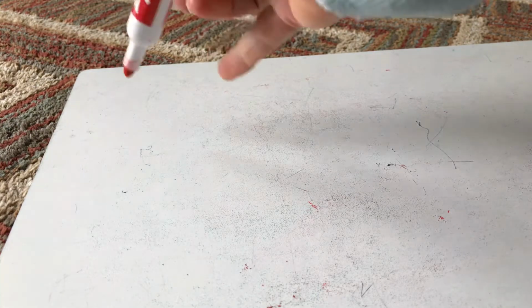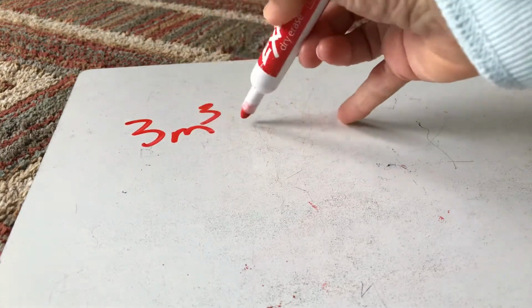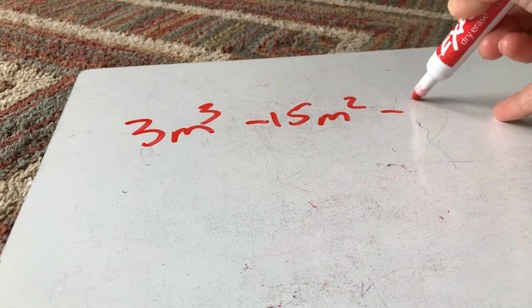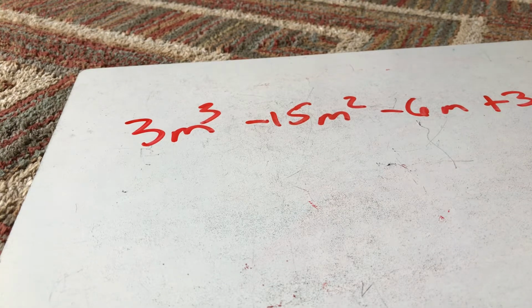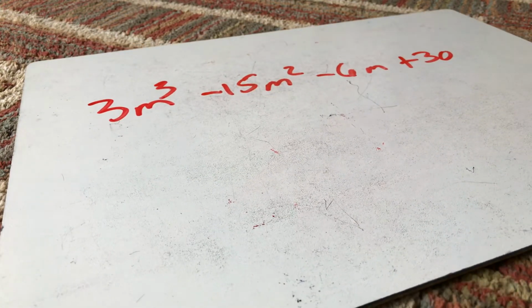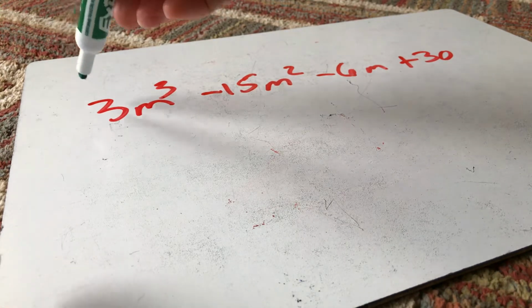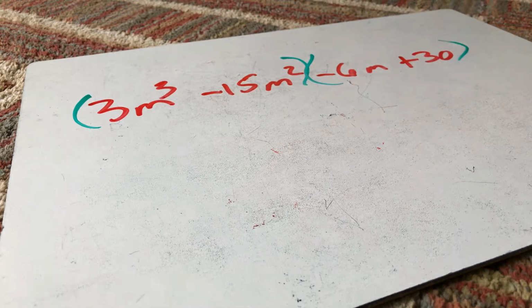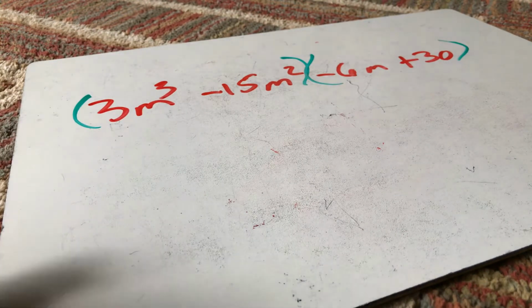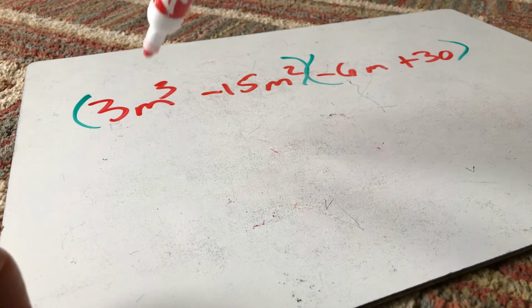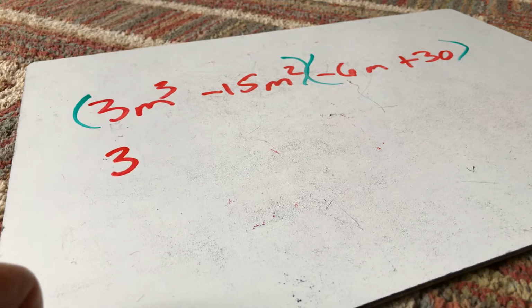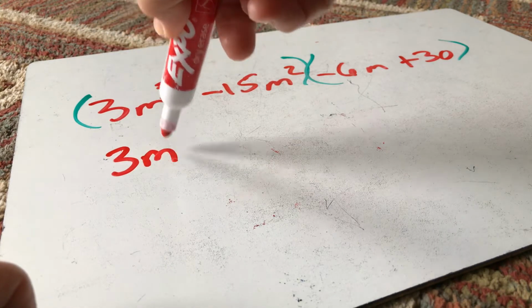3m to the third minus 15m squared minus 6m plus 30. Same process. Separate the front 2 from the back 2 and factor them separately. Alright, so out of the first binomial, when you take the 3 and the 15, you can divide them by 3. M to the third and m squared, I can take out an m squared.